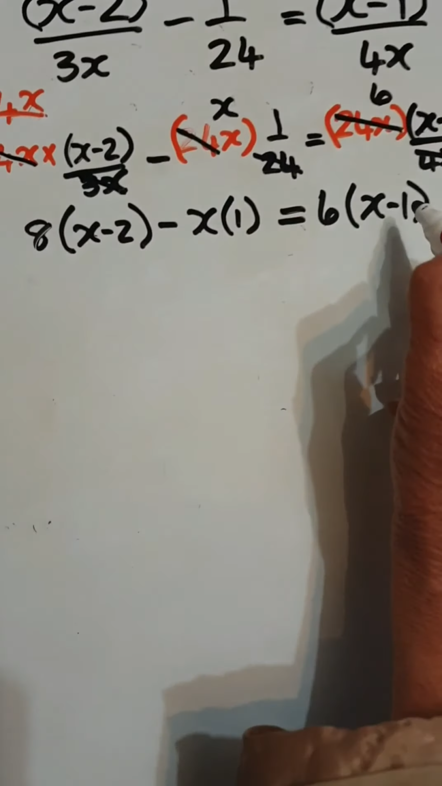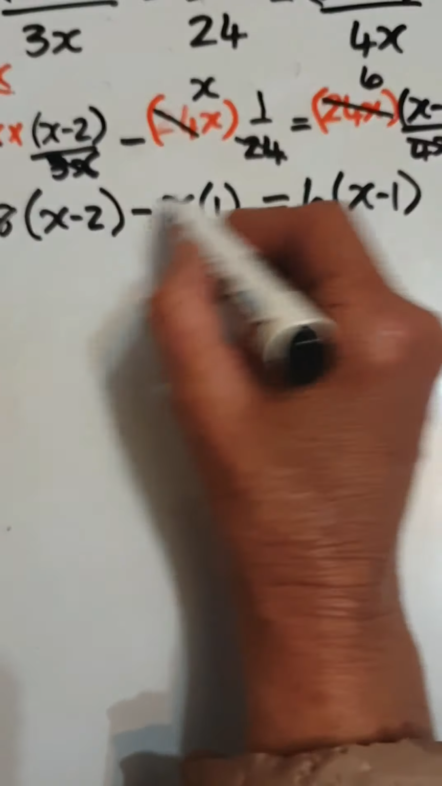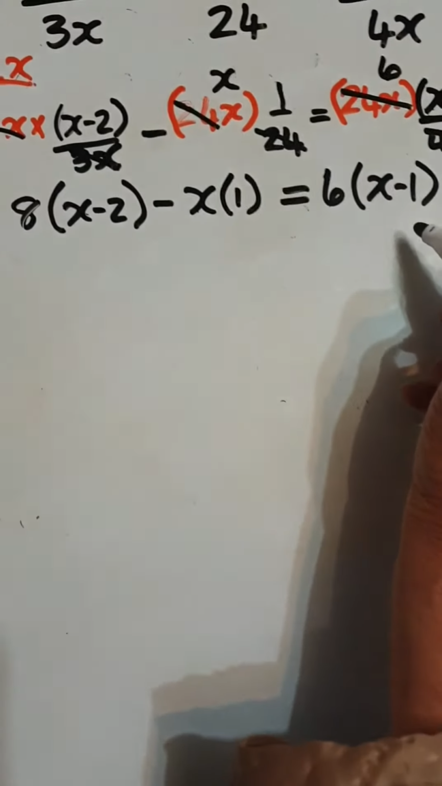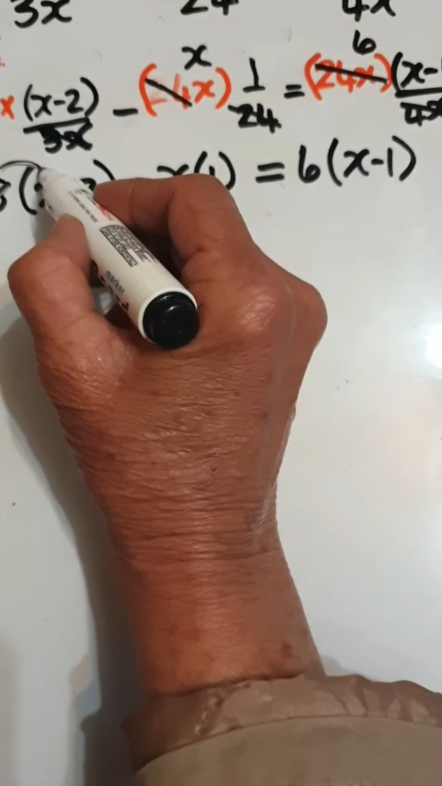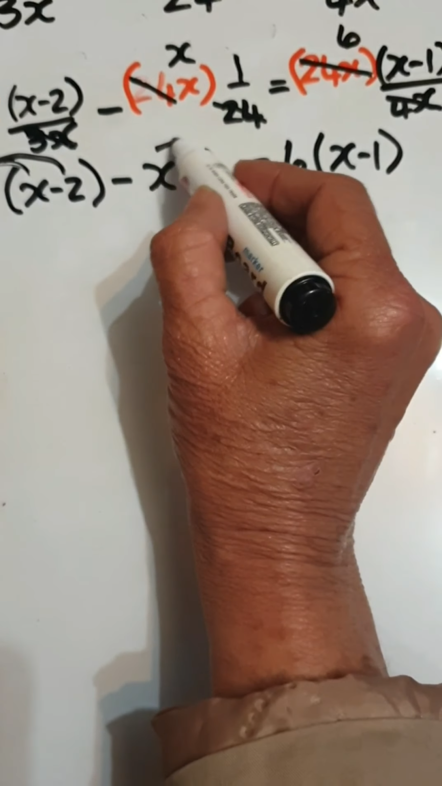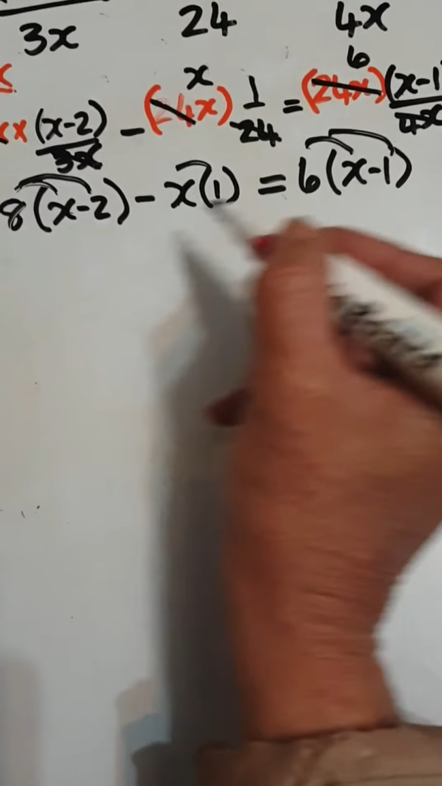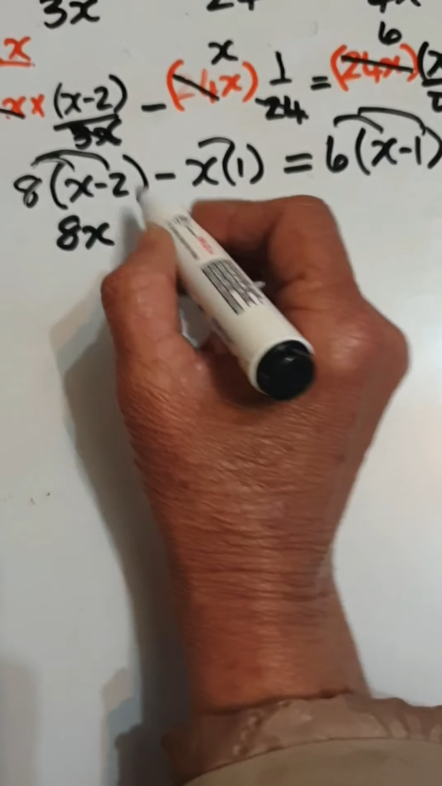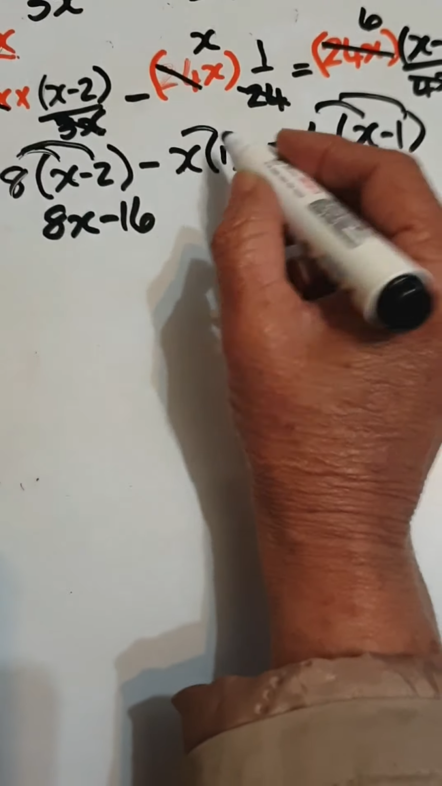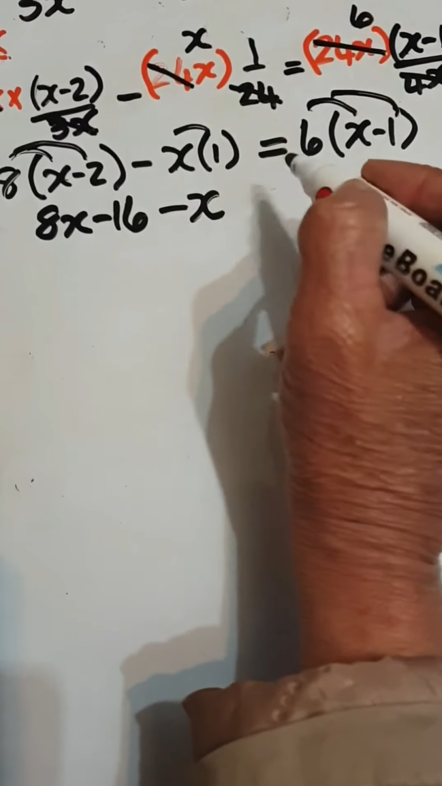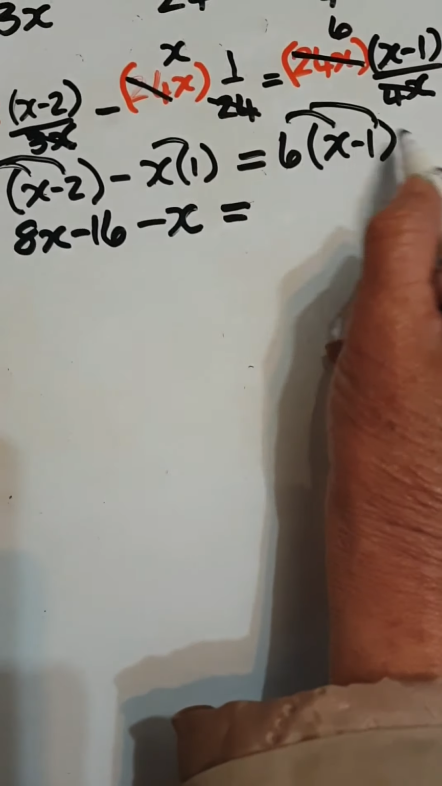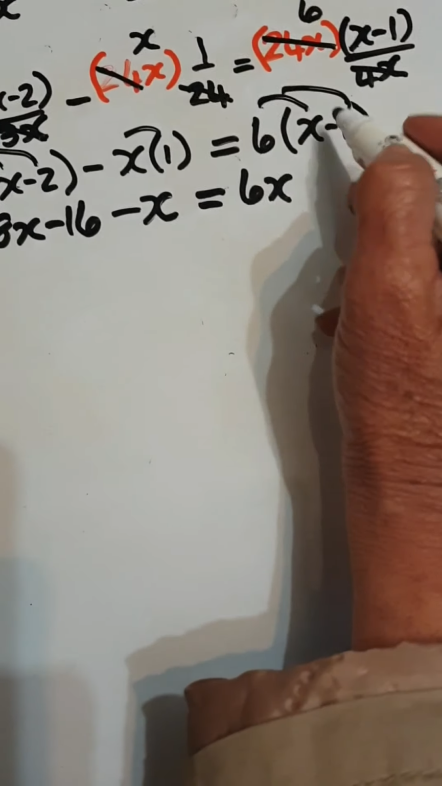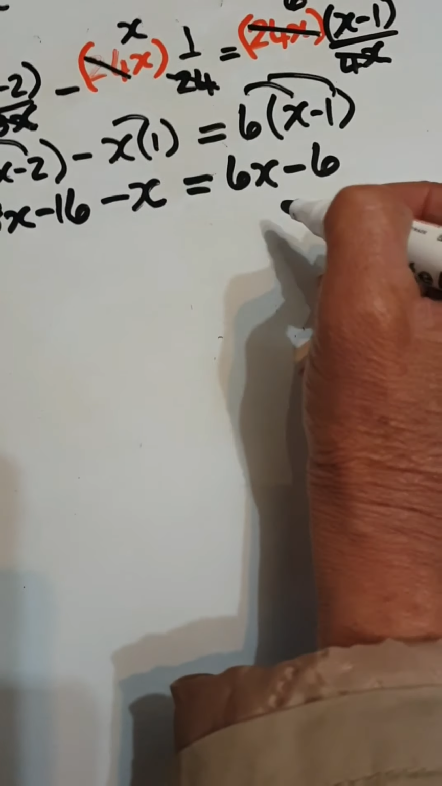Now once again, guys, distributive property, I want to get rid of all the brackets so that I can put my variables together and my constants together. So I distribute into the brackets, and I'm going to get 8 times x is 8x, 8 times minus 2 is minus 16, minus x times 1, which is minus x, equal to, on that side, 6 times x, which is 6x, and 6 times negative 1, which is minus 6.